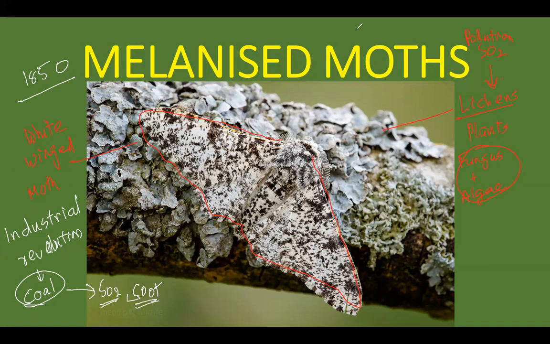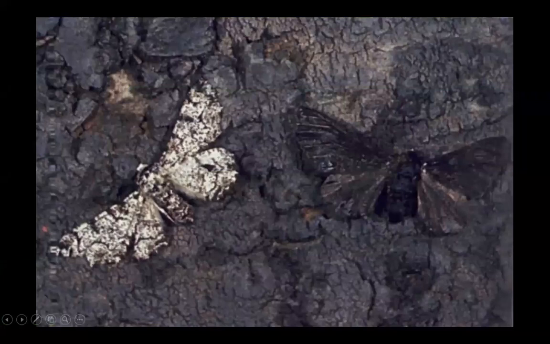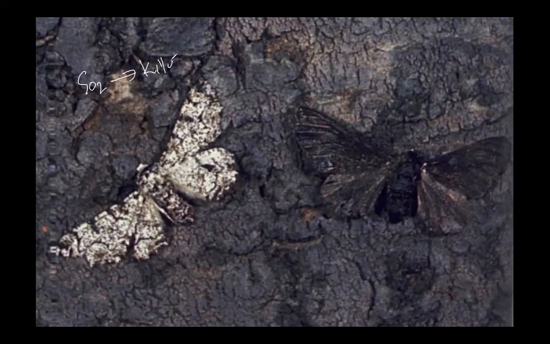So what exactly happened to the trees? The trees became black. Look at the tree now. The bark of the tree has turned dark. What exactly happened? Sulfur dioxide killed the lichens. Once sulfur dioxide killed them, the black soot got deposited and the tree turned black.